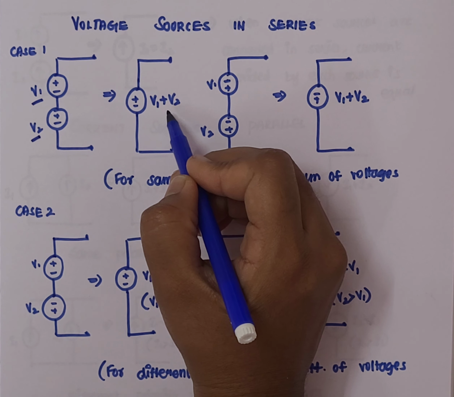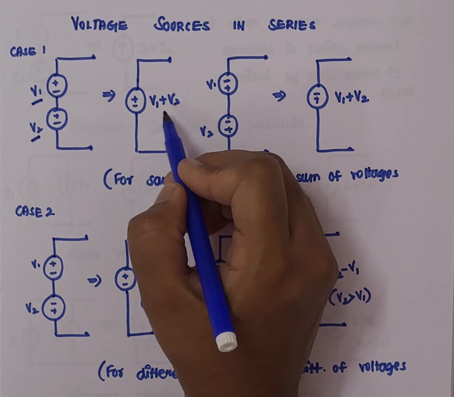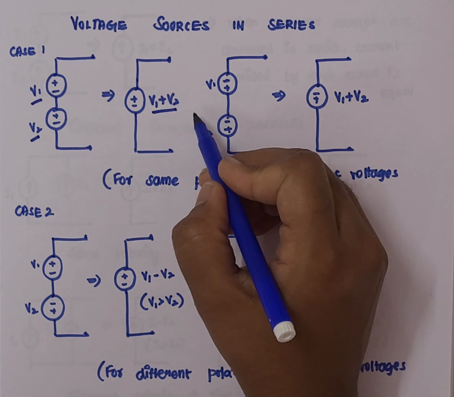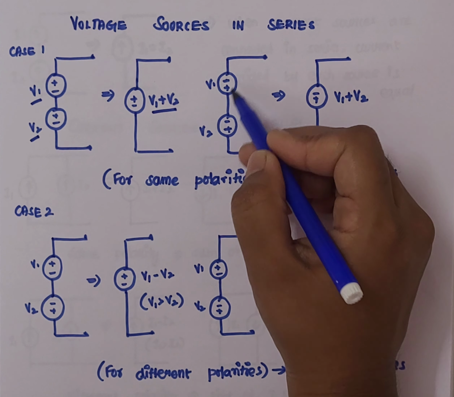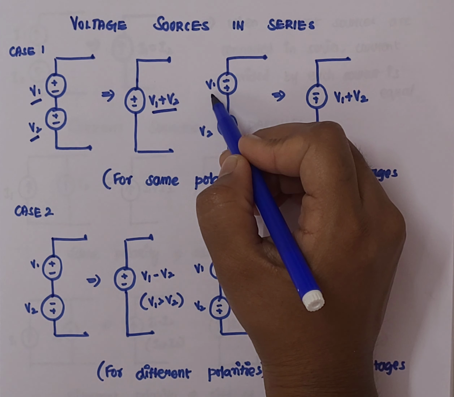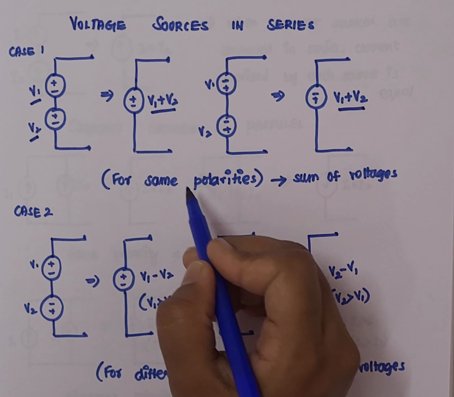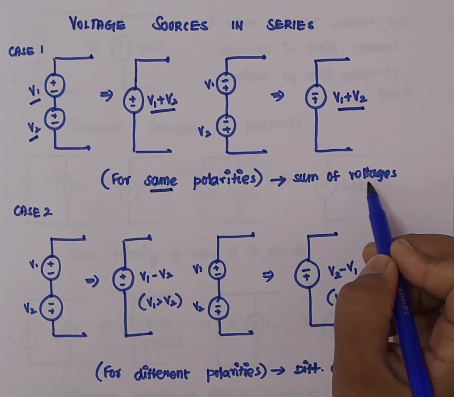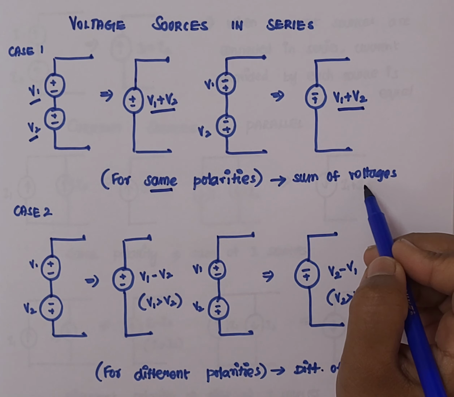So in the converted circuit, we can write the minimized value as V1 plus V2 as a single voltage source together. Similarly, we can have the other option where the polarities are changed in this way. In this connection, V1 and V2 will have the negative polarities, but both are same. Whenever we have this kind of connection, again this can be replaced as V1 plus V2, but the sign alone is changed over here. That is, whenever we have voltage sources with same polarities, then the equivalent circuit will just have the sum of voltage values. So this is the first case.